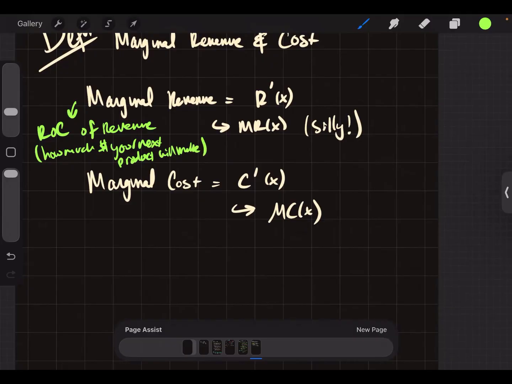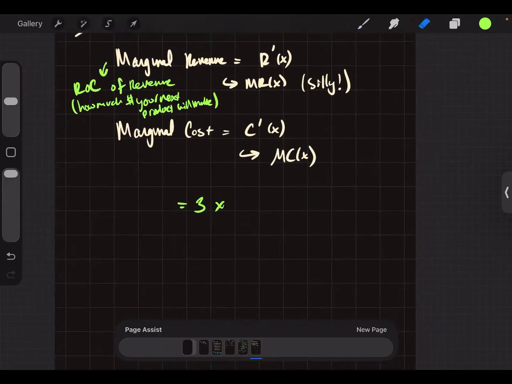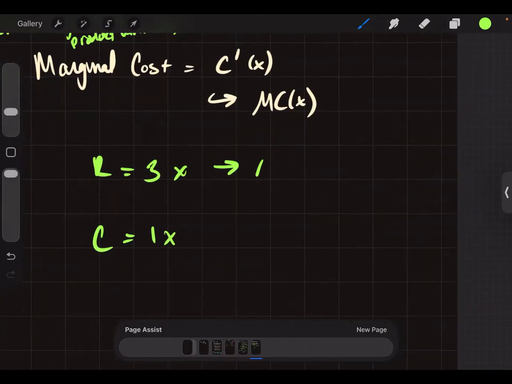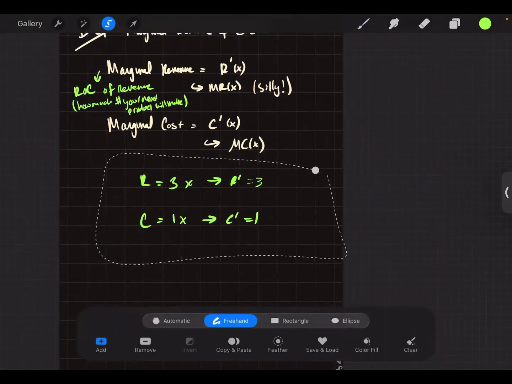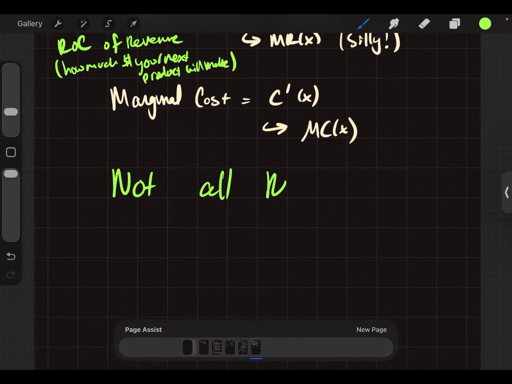will make. Right, like typically speaking, if you have a linear function, like you're selling apples, let's say X, for like $3, then your revenue for apples will always be $3 per apple, and then your cost is 1x because you bought each apple for $1. Then R prime is equal to 3 and C prime is equal to 1. And that's not too interesting, right? But not all revenue and cost functions are linear.